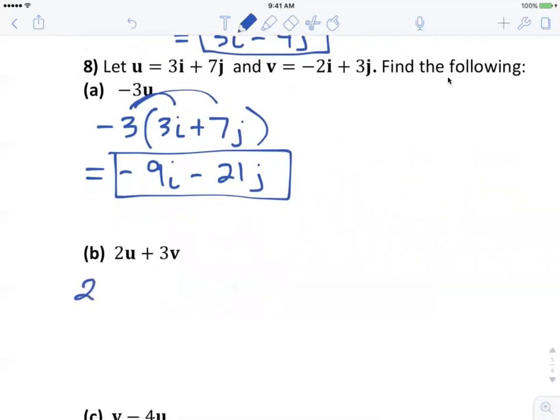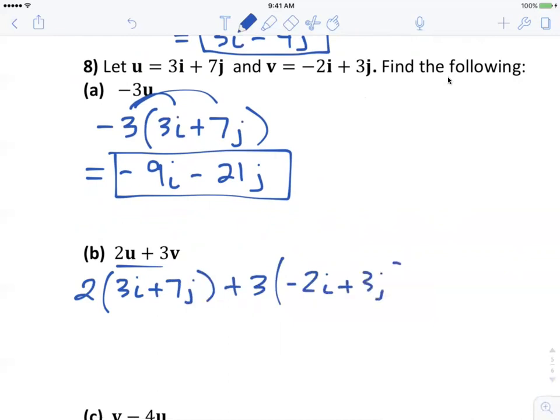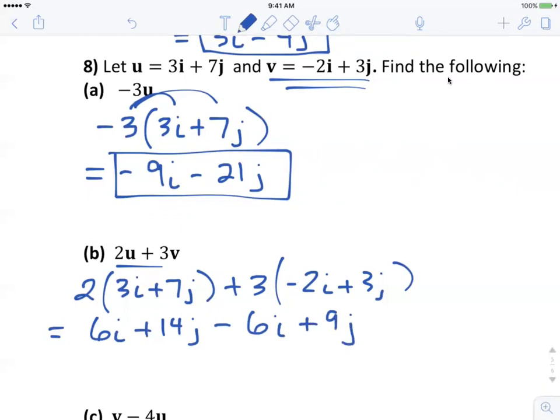So this one, I can do it. Plugging in the u is 3i plus 7j, right, plus 3. I'm just following that structure there. Plug in the v, -2i plus 3j, right there. I'm using that v, right? Distribute. Right. Minus 6i plus 9j, and then combine like terms. Ooh, 6i and minus 6i kind of cancel each other out. So I'm just left with the j's. 14 plus 9, 23. 23j. Okay.